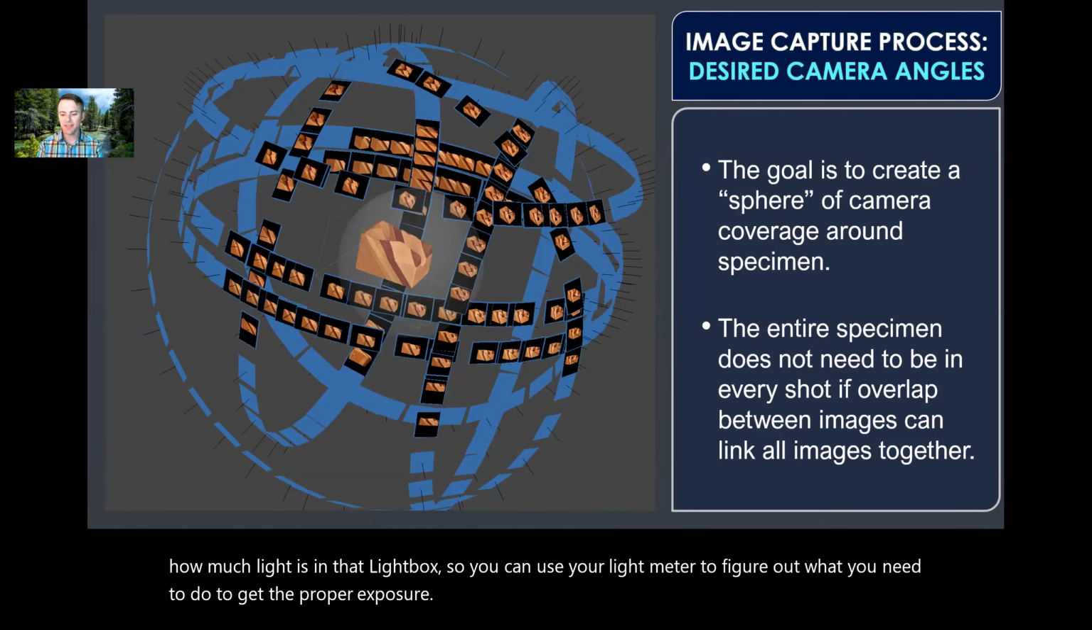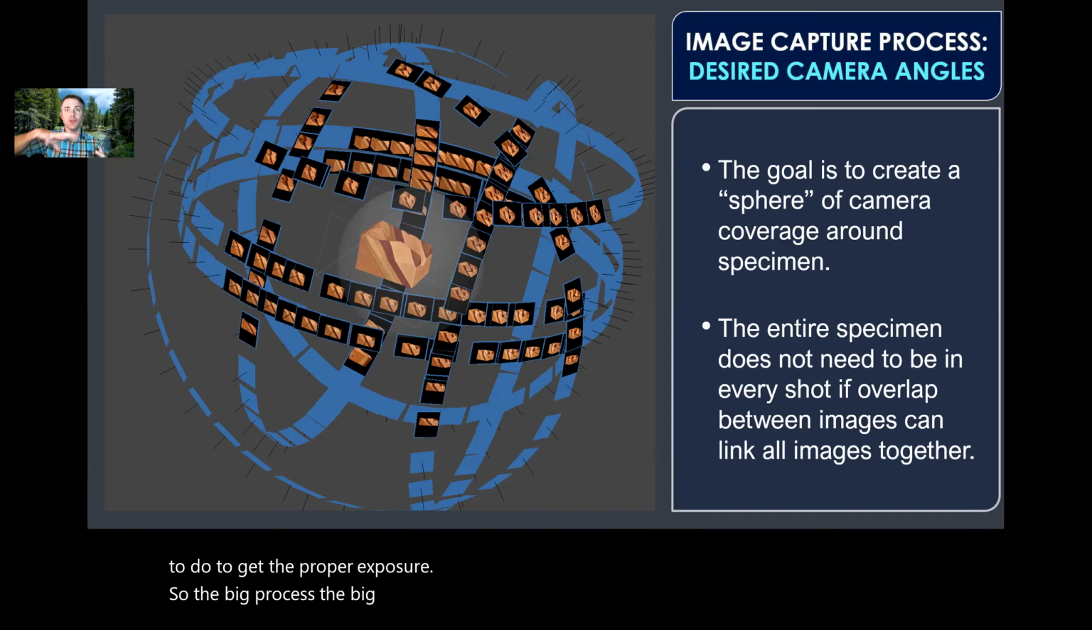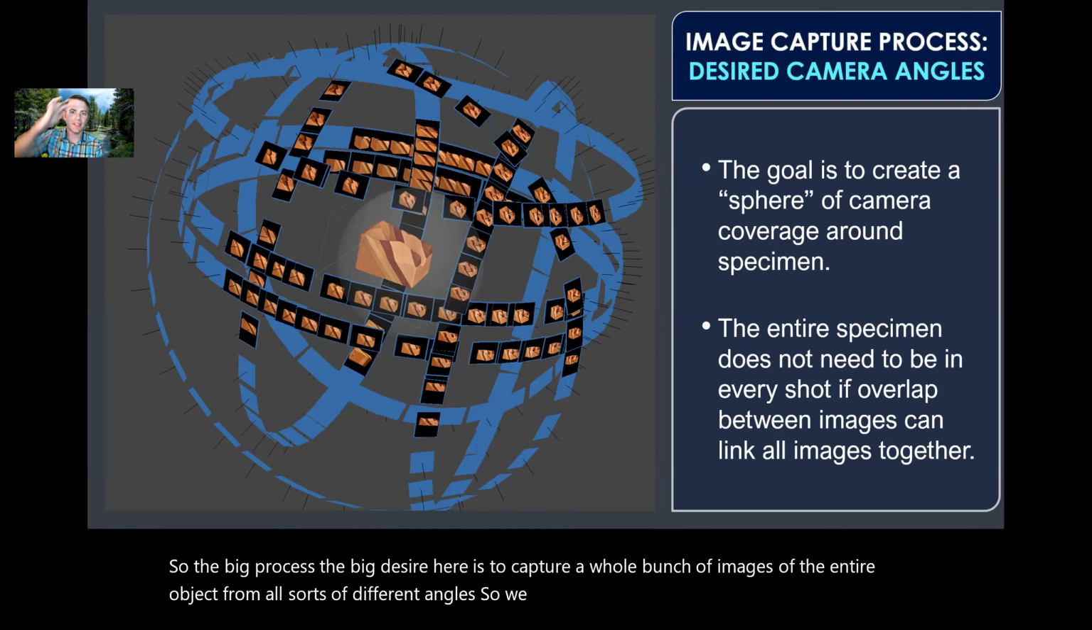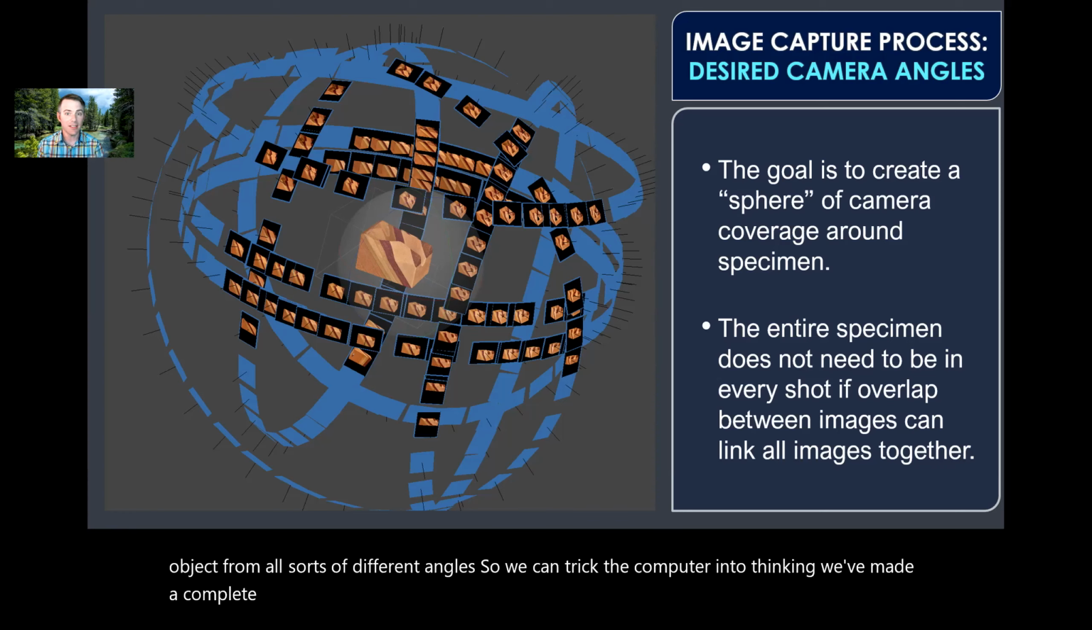So the big desire here is to capture a whole bunch of images of the entire object from all sorts of different angles, so we can trick the computer into thinking we've made a complete sphere around this object that it can then stitch together.